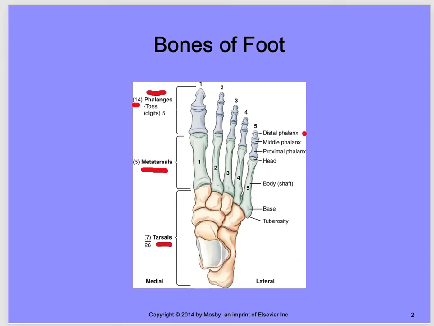We have a middle phalanx, a distal phalanx, and a proximal phalanx, except in the first digit, the big toe, where we have a distal and a proximal, no middle. So this here is going to be your interphalangeal joint, not a distal or a proximal. So 5 metatarsals and 7 tarsals gives us 26 bones in the foot.